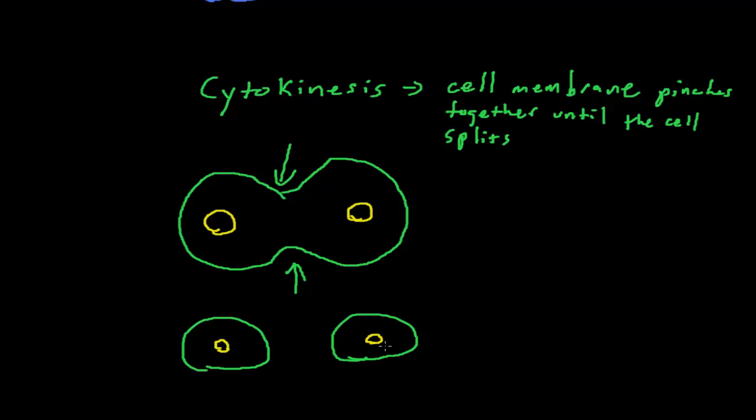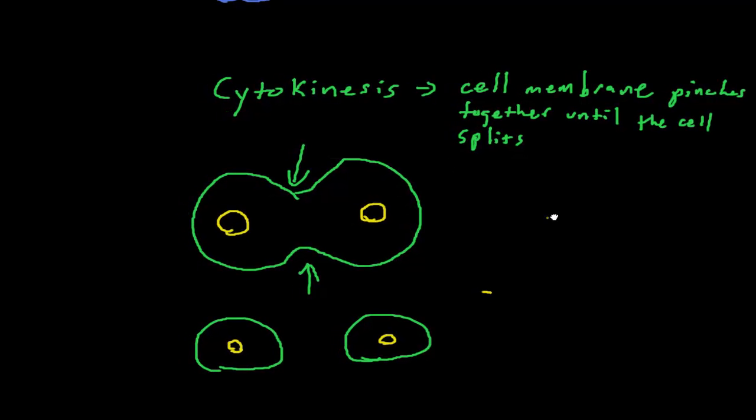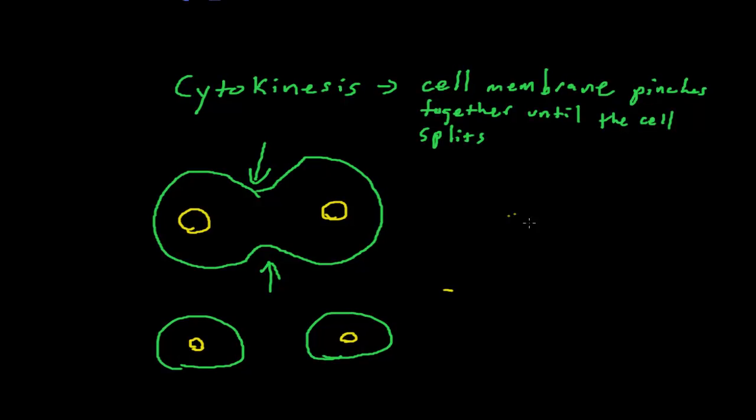So you've gone from 1 cell to 2 cells. That's basically the whole story of mitosis and cell division. There's a little bit more, but we'll talk about it later on.